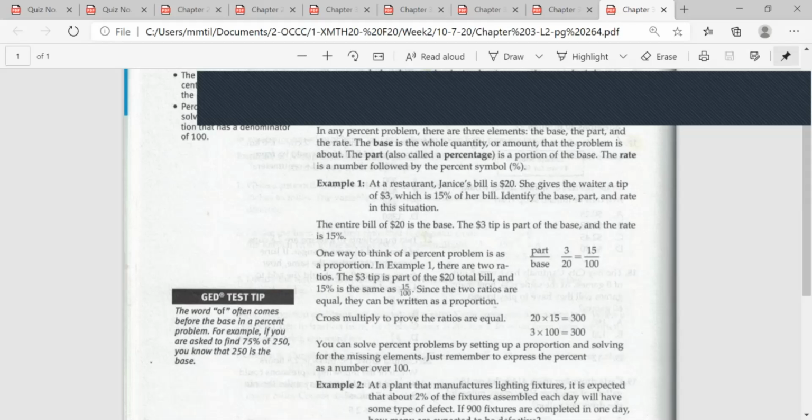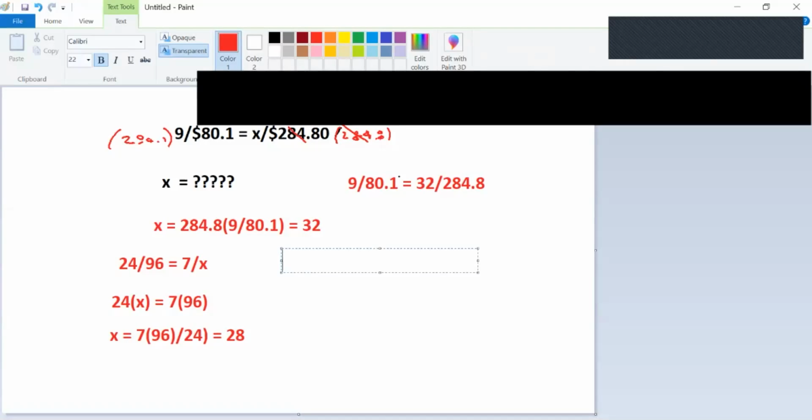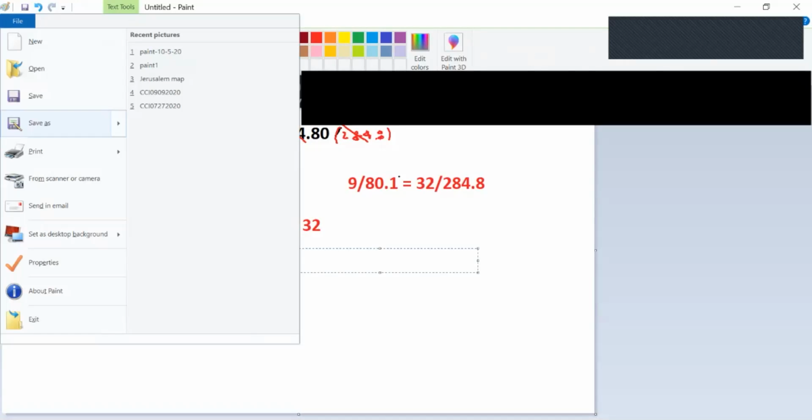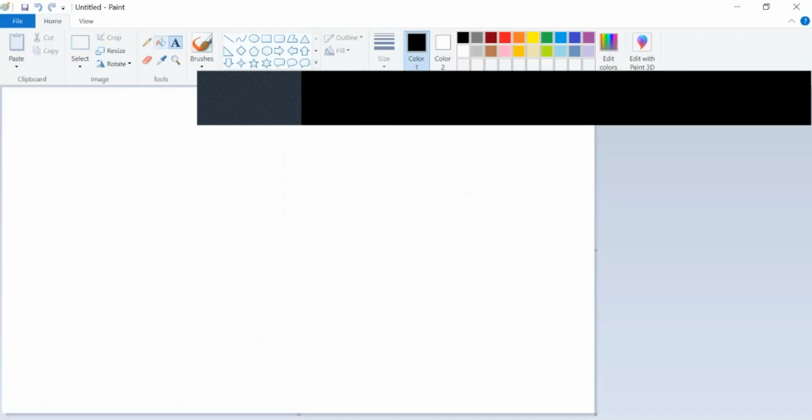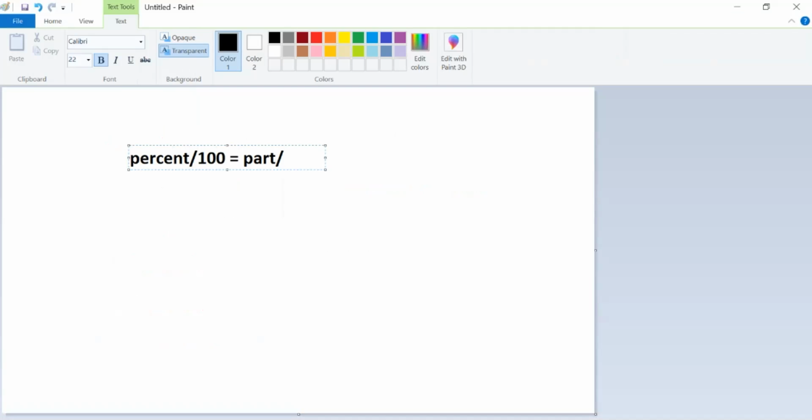So I'm going to stop this. I'm going to share. Here's a takeaway formula that you should know. In fact, it'll be on the quiz. Okay, just telling you, because I've already made up the quiz for Monday. So percent divided by 100 is the same thing as a part divided by base, where base is the whole.